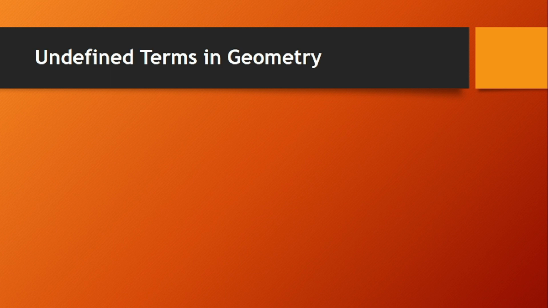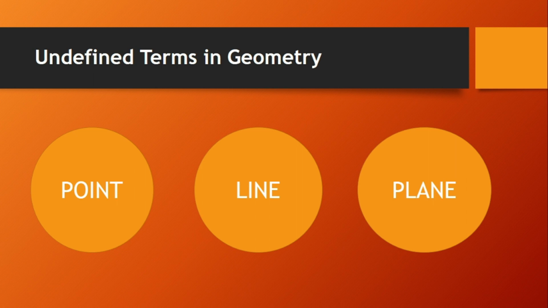And now, let's discuss the different undefined terms in geometry. What do we mean by undefined terms? Undefined terms mean we don't need an exact definition for those terms. Sometimes, we only give them by means of examples. Okay? So we have here point, line, and plane. Those are the different undefined terms in geometry.